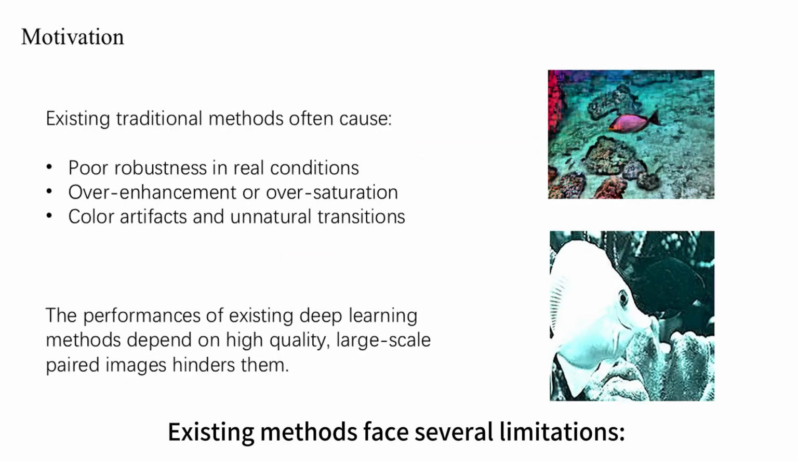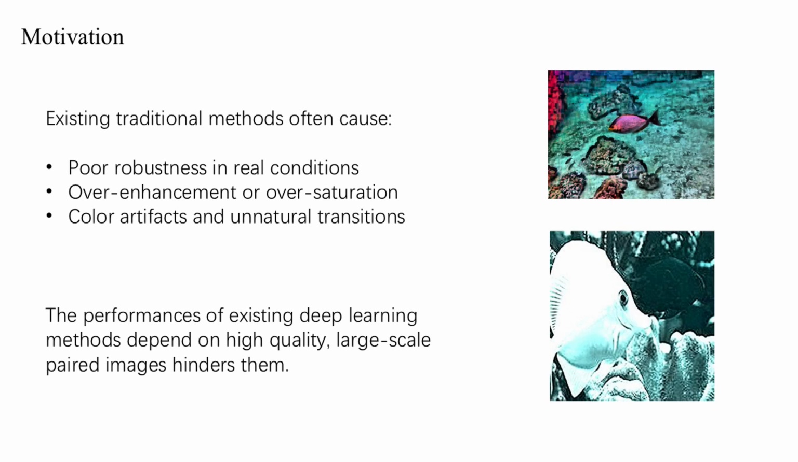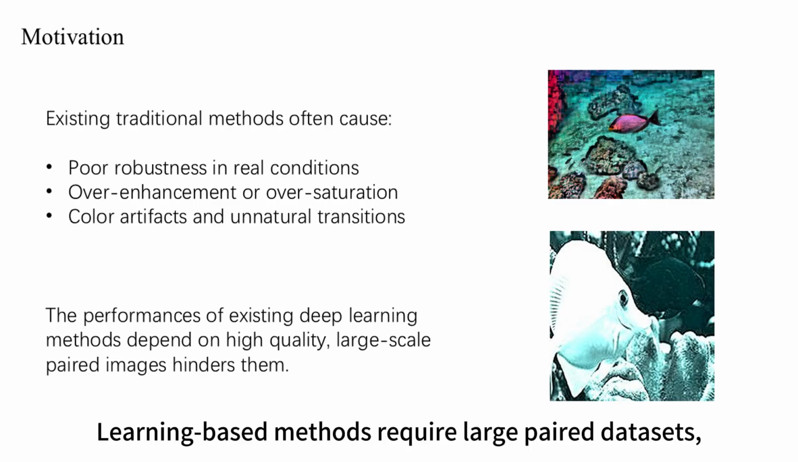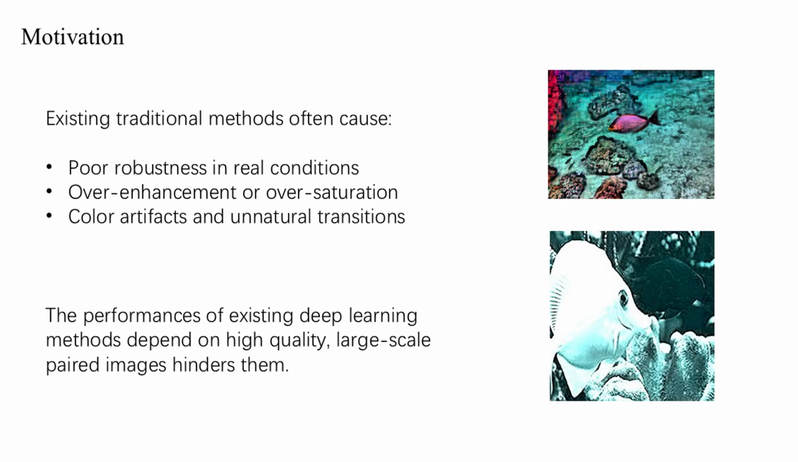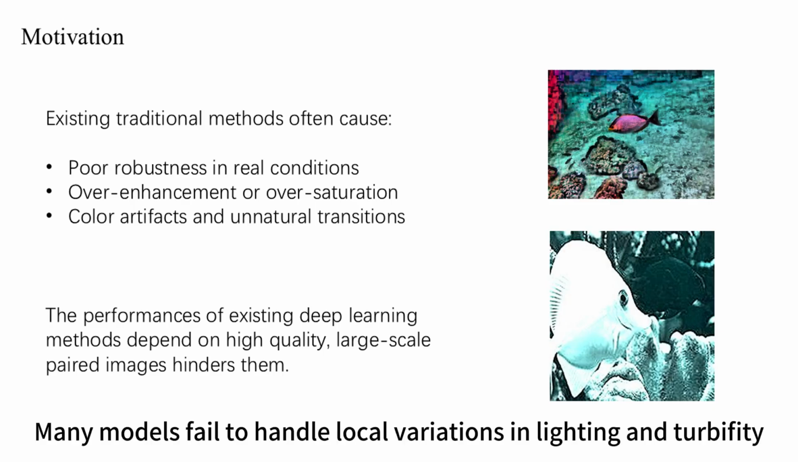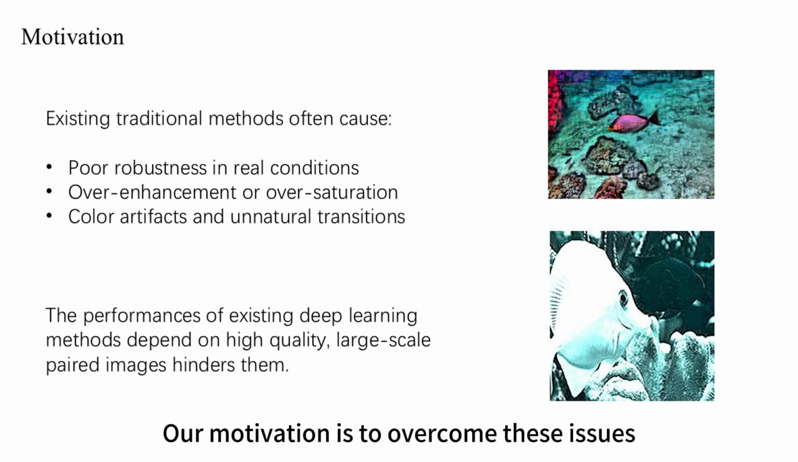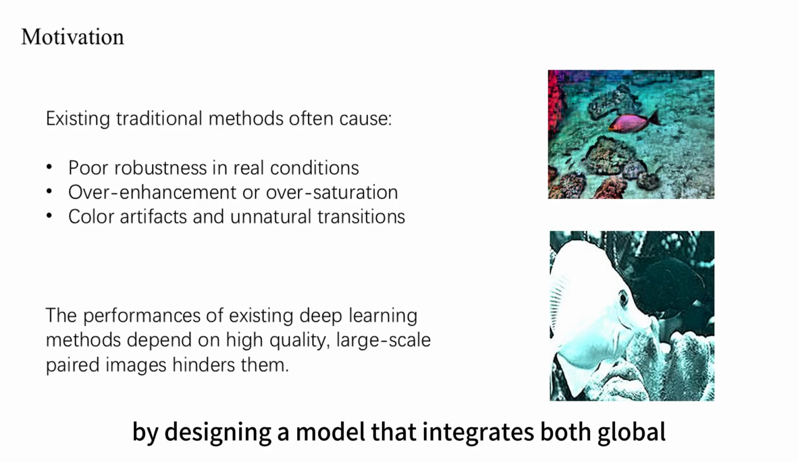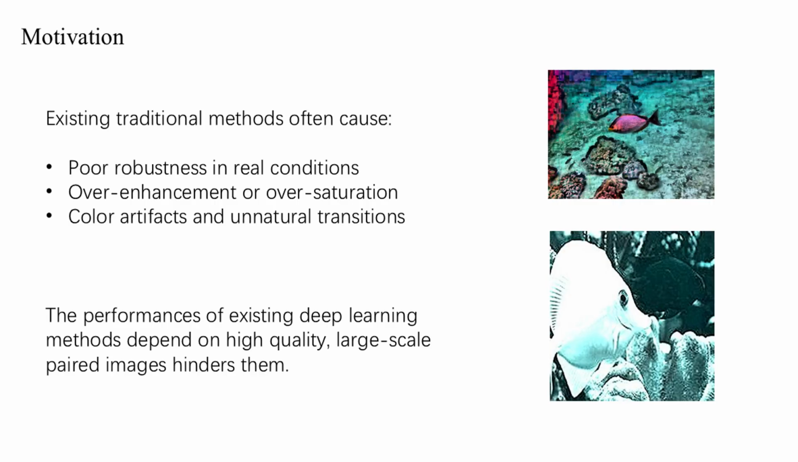Existing methods face several limitations. Traditional approaches often lead to oversaturation or unnatural color transitions. Learning-based methods require large paired datasets, which are hard to acquire in underwater settings. Many models fail to handle local variations in lighting and turbidity. Our motivation is to overcome these issues by designing a model that integrates both global color correction and local detail enhancement in an efficient and scalable manner.